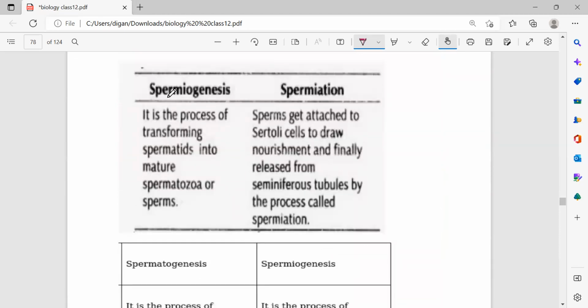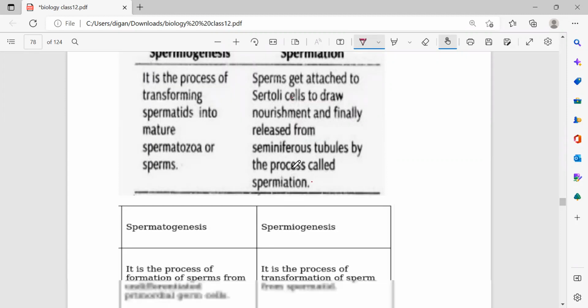And this is the difference between spermiogenesis and spermiation. Spermiogenesis is the process of transformation of a spermatid into a mature sperm. This sperm is attached to the Sertoli cells to draw nourishment and is finally released from the seminiferous tubules, and that process is called spermiation. Spermiation means the process of releasing of sperm. So don't confuse them, the differences are frequently asked.